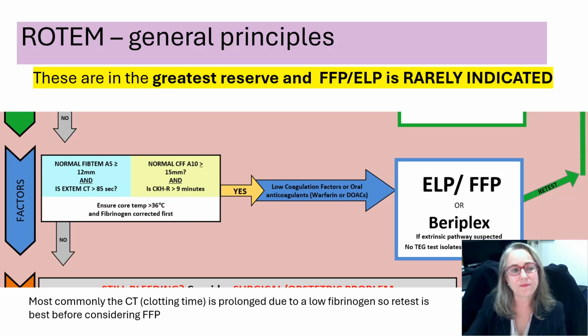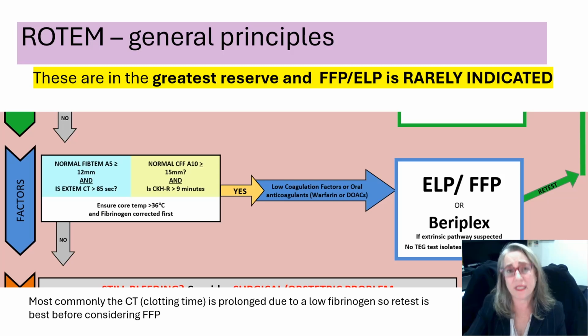Going on to factors. So if you then get to a stage where you've corrected your fibrinogen, you've corrected your platelets, and the patient continues to bleed, then we're looking at the clotting time. So a normal FibTem and CFF, is the clotting time prolonged? So that could be due to medications, or it could be due to low clotting factors. We would replace it with FFP, and sometimes with Beriplex, as I mentioned before, if the extrinsic pathway is suspected.